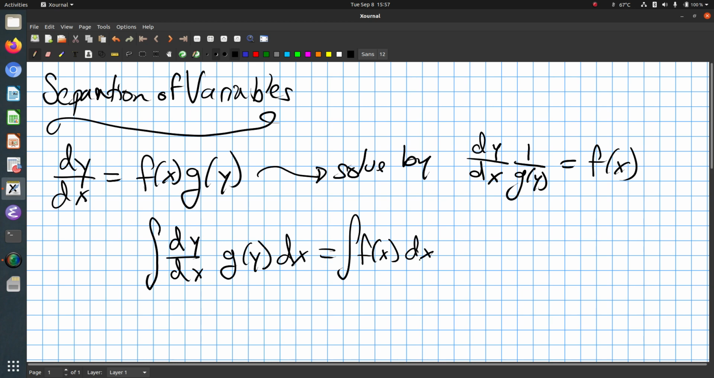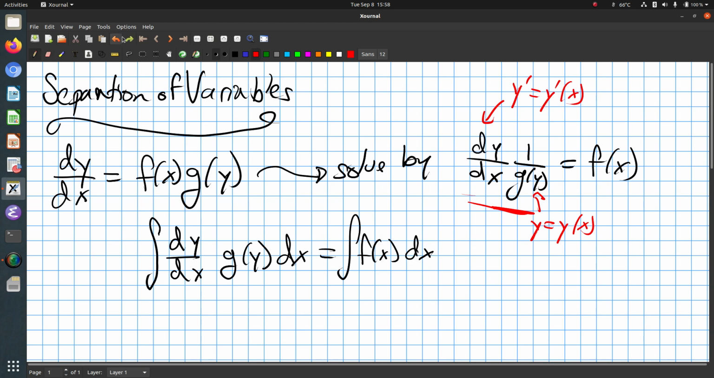You say, wait, this is a function of x? Oh yes, yes it is. Why? Because this y is a function of x, and this is y prime, which is a function of x. Okay, yeah, so I can integrate both with respect to x.